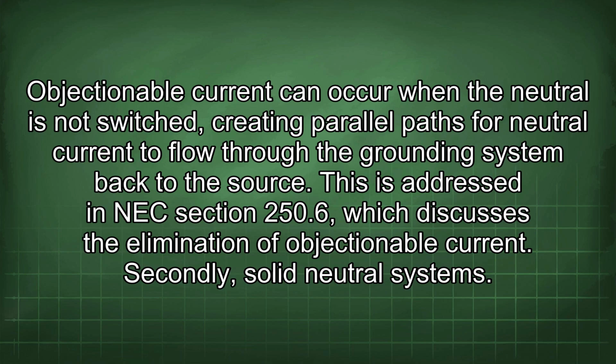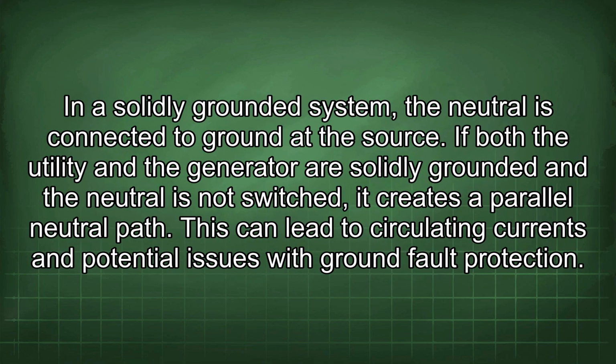Secondly, solid neutral systems. In a solidly grounded system, the neutral is connected to ground at the source. If both the utility and the generator are solidly grounded and the neutral is not switched, it creates a parallel neutral path. This can lead to circulating currents and potential issues with ground fault protection.